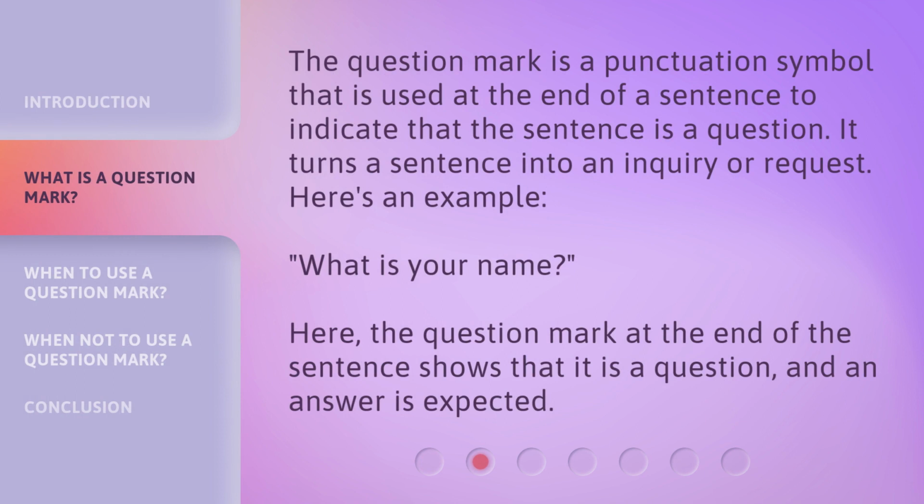The question mark is a punctuation symbol that is used at the end of a sentence to indicate that the sentence is a question. It turns a sentence into an inquiry or request. Here's an example. What is your name? Here, the question mark at the end of the sentence shows that it is a question, and an answer is expected.